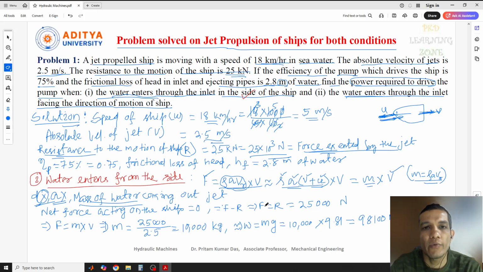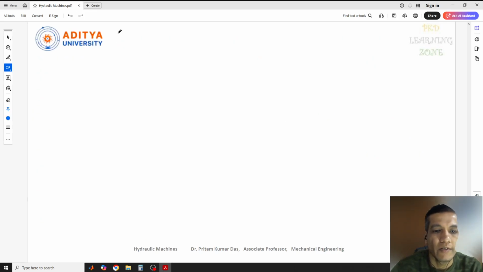The next terminology we need to find out is the power. Before calculating the power, we need to know what input was supplied and what output we have received from the pump, or from the ship. So I'll go to the next page. First, let me write the efficiency term also. Efficiency is given, and it is nothing but output divided by input. This terminology will be helpful in future.